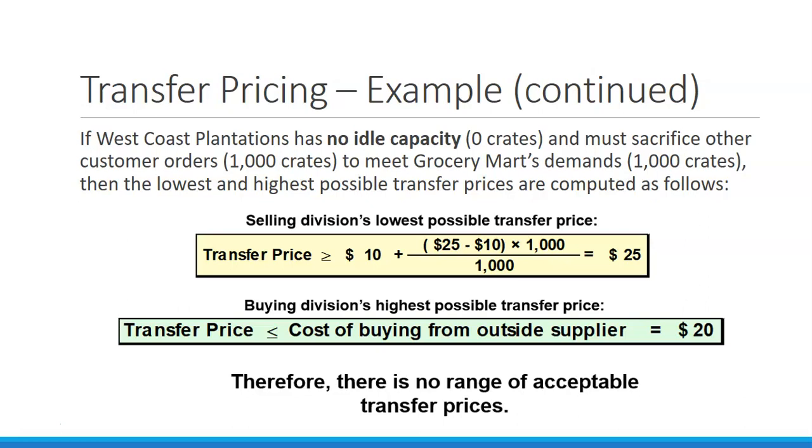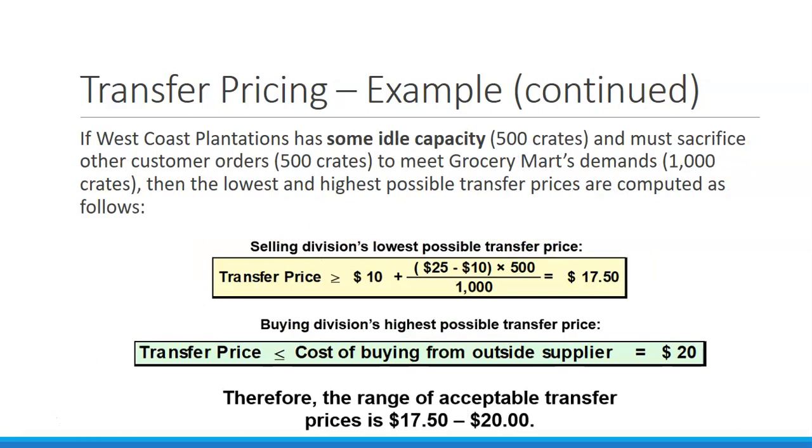However, if the plantation has zero idle capacity, then the lowest price they are going to accept is market price. They're already at capacity. They're selling everything they own outside at the market. Therefore, they are not going to take anything below market rate. But the buying division is not going to pay anything more than what their outside supplier does. In this situation, there is no acceptable transfer price, and the plantation would continue selling on the market, and the grocery store would purchase from their outside supplier.